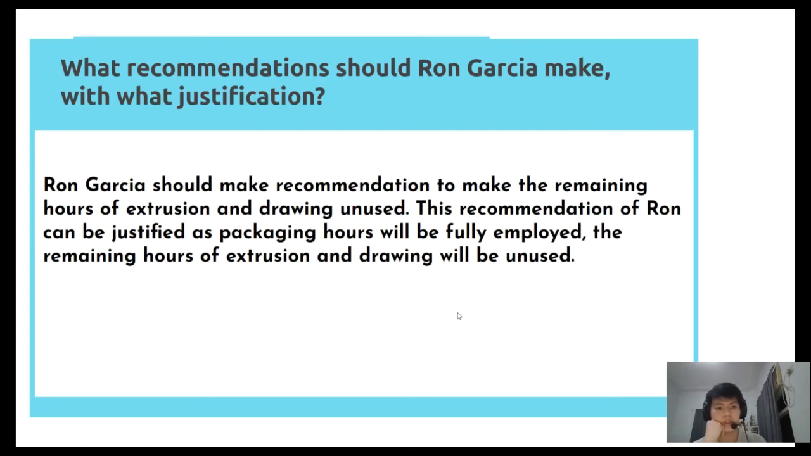So in conclusion, Ron Garcia should make the recommendation to leave the remaining hours of extrusion and drawing unused. This recommendation of Ron can be justified as packaging hours will be fully employed. The remaining hours of extrusion and drawing will be unused. And that is it for my answer.